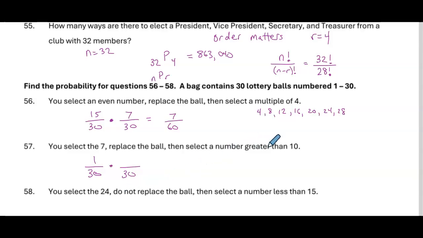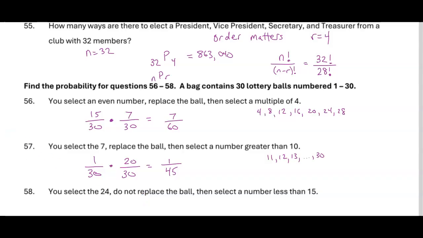We're selecting a number greater than 10. So that starts at 11 and goes all the way up till I get to 30. So there's 20 numbers in that set. So the second draw is 20 out of 30 because I replaced the ball. So whenever you replace the item, the denominator stays the same because we're pulling from the same sample space. So this would multiply and reduce to 1/45.